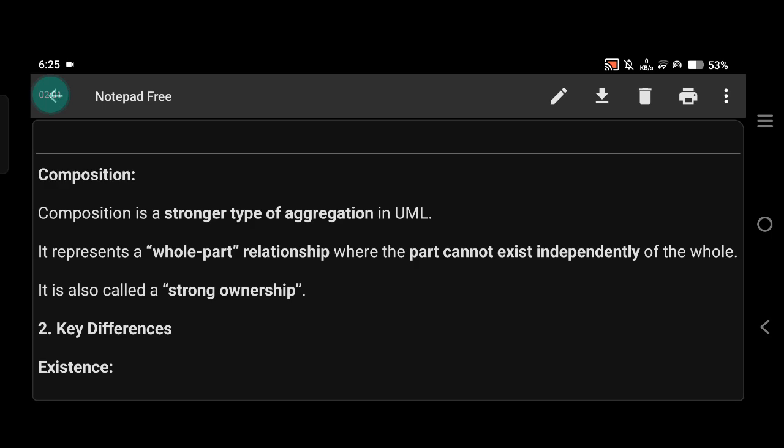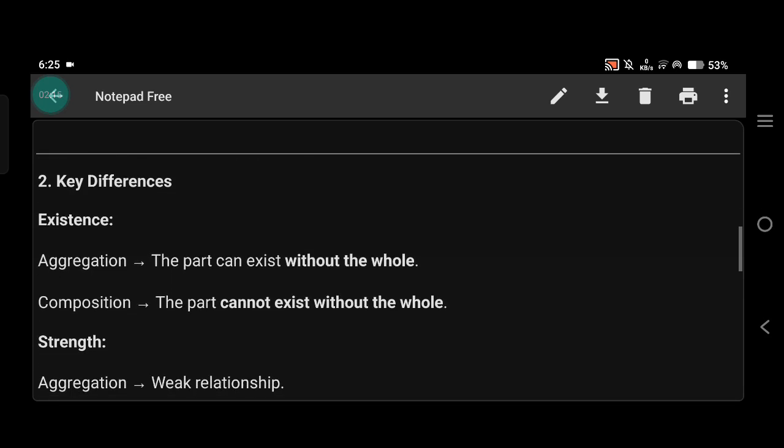So UML representation: in UML, composition is shown using a filled diamond at the whole side. Now we can see key differences. First one is existence. Aggregation: the part can exist independently. Composition: the part cannot exist independently.